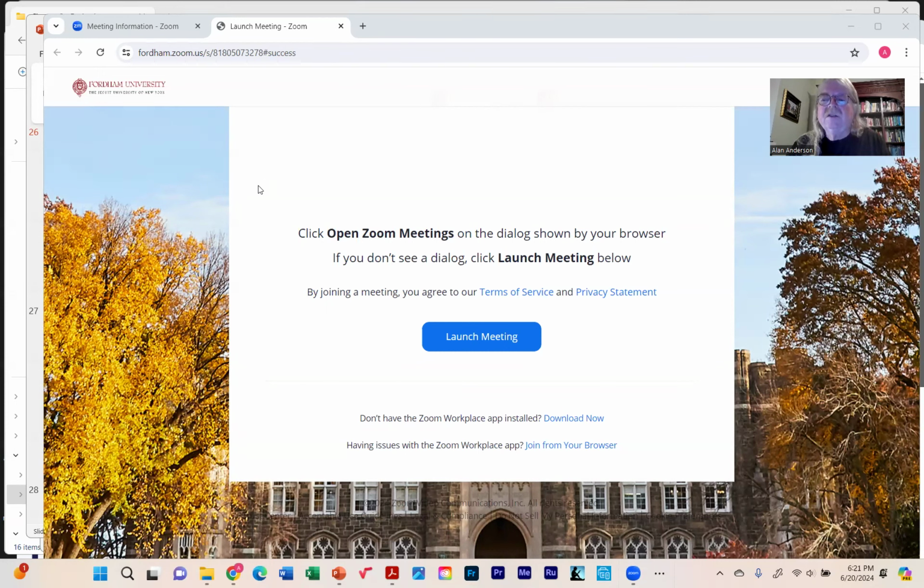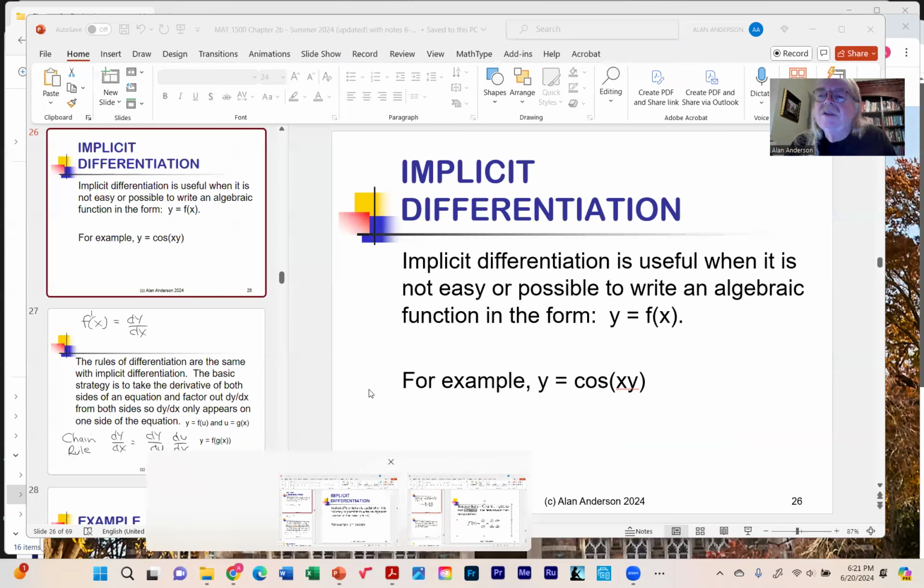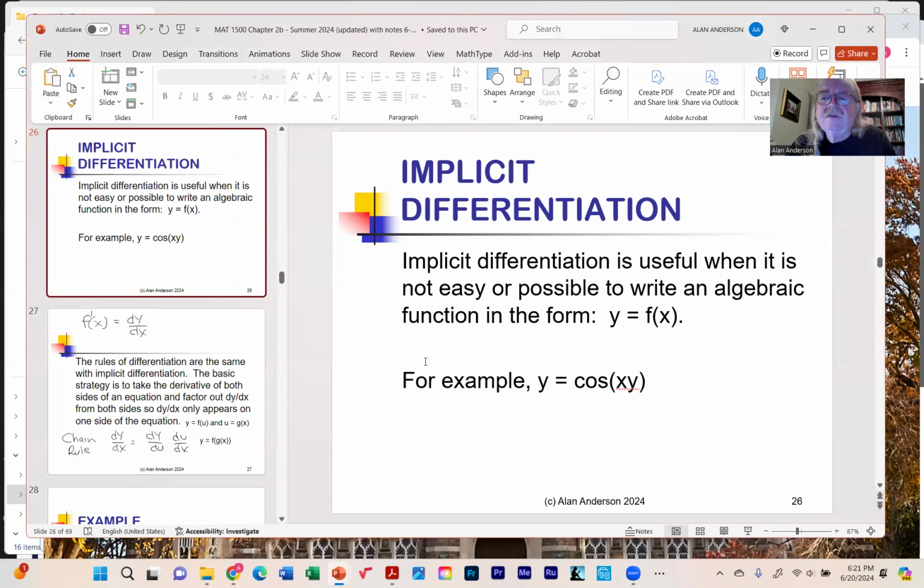So anyway, let's take a look at chapter 2B, where we have implicit differentiation. Okay, now this one is very different than what we've been doing, because here's the problem we're running up against. Normally, we have nice, straightforward functions. We have y as a function of x, which means we have an equation where y is on the left and all the x's and constants are on the right. And this is what we're used to seeing.